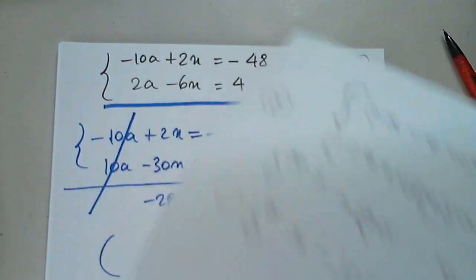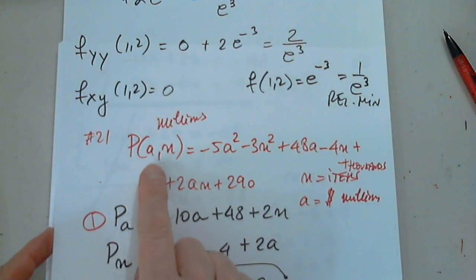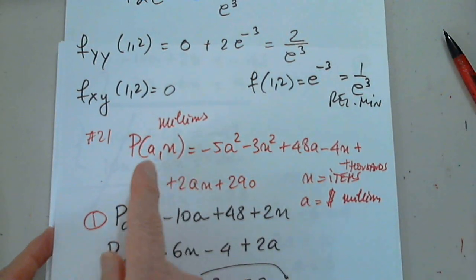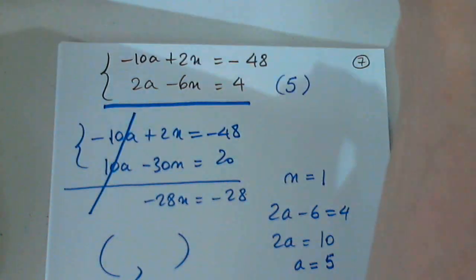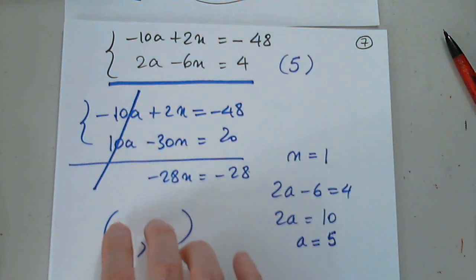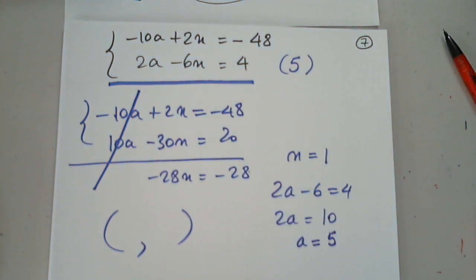Careful how we present the ordered pair. It has to be in the exact order as it is presented in the function: A, n. That's the ordered pair. So what is the ordered pair, which is the solution of the system? 5, 1. 5, 1,000. Good. So now in step 3, what do we determine in step 3?